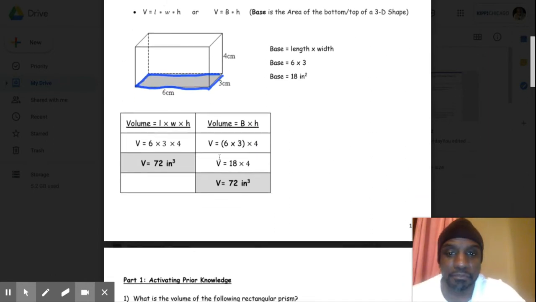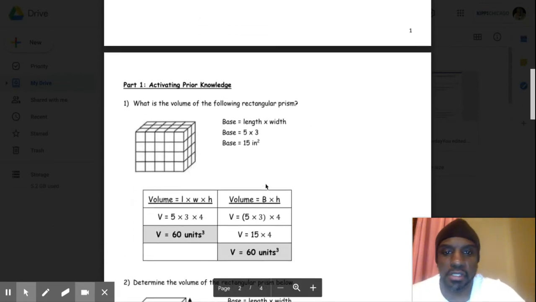Got that? Okay, now look, I did the volume equals base times height. What is the base? Well, the base is the area of the bottom. Well, that's 6 times 3. So volume is base 18 times 4. 72 inches cubed or cubic inches. Got it? Cool. Let's go to the next one here.